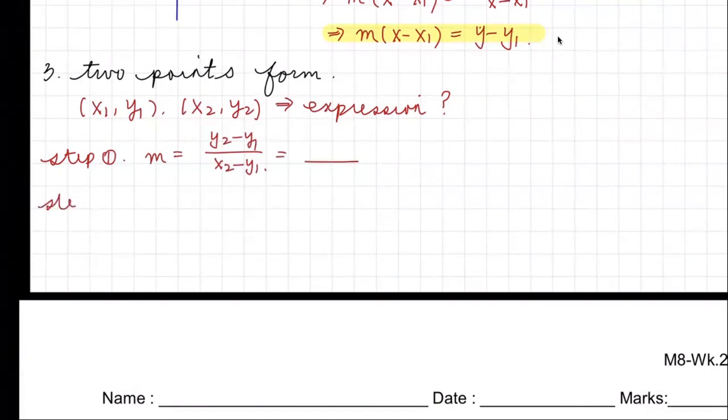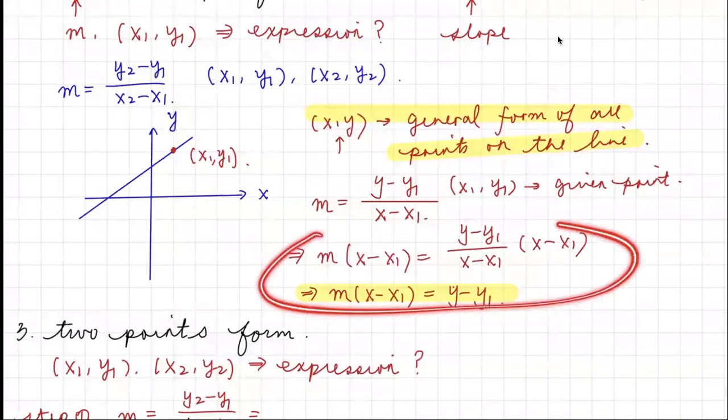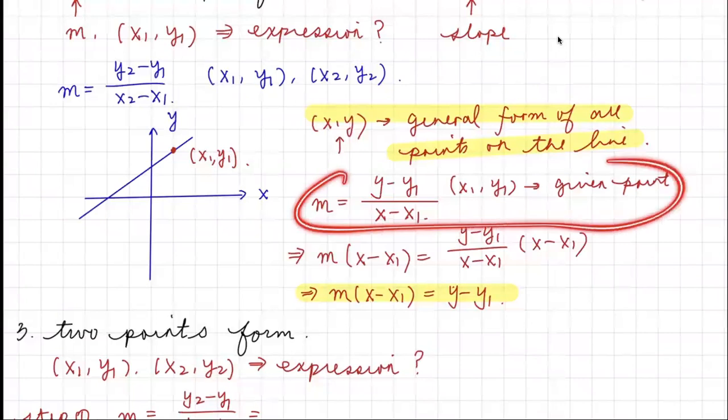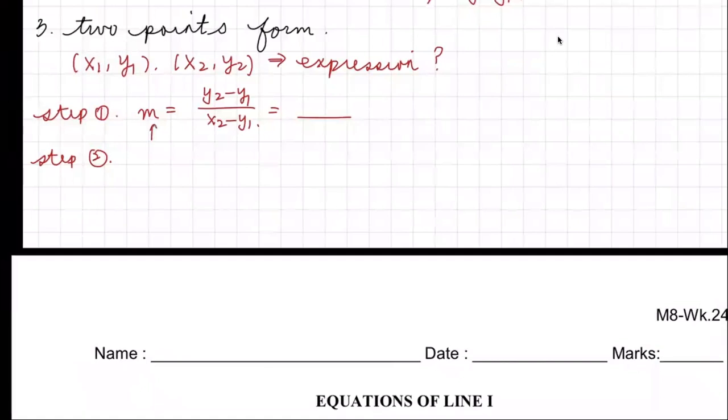And step 2, we literally repeat what we did here. Now that we know the slope, we can pick either of these 2 points to find the expression. So again, m is equal to y minus y1 over x minus x1. It's just in step 2.